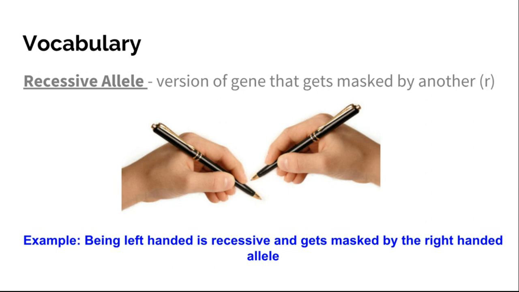But because we're talking about the same gene, we need to remember that we need to use the same letter. So in the last example, it was a capital R. In this example, it's a lowercase r. We use R because we're talking about the same thing.